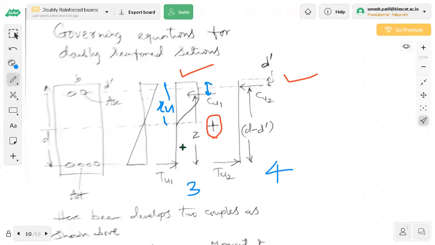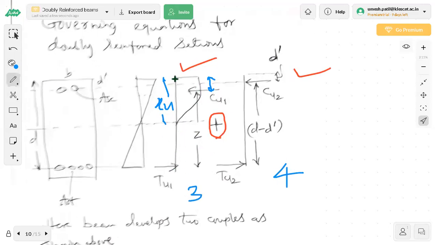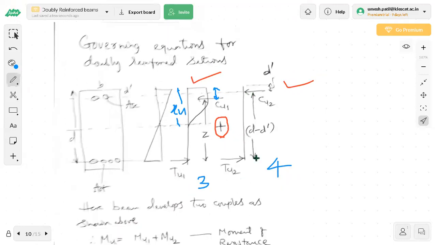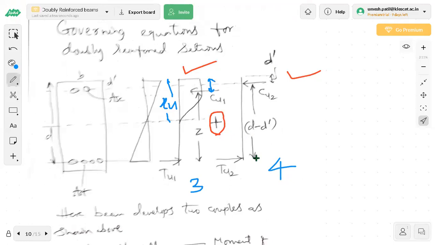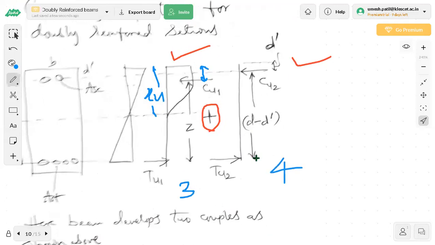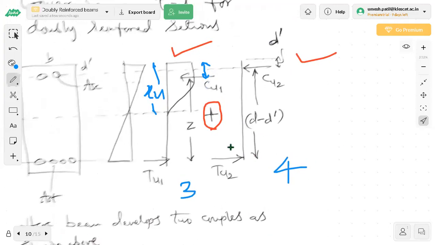It is the same. See this first diagram. Whatever is shown here is nothing but the couple with respect to a singly reinforced section. Plus you have to add one more couple here. So what is the distance between Cu2 and Tu2 here? Just observe. Distance between Cu2 and Tu2, carefully observe, it is d minus d dash.